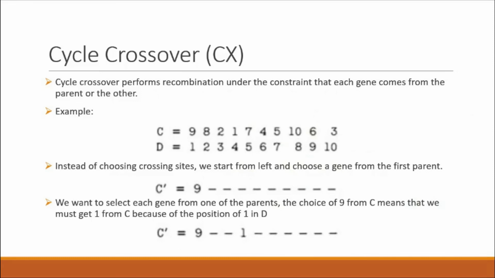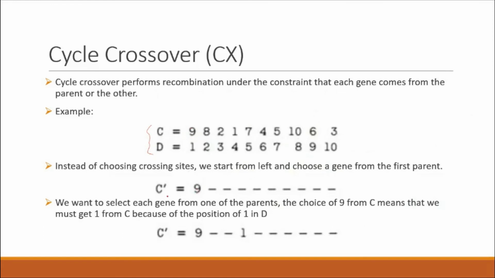Now the next one is the cycle crossover. So actually cycle crossover performs a recombination under the constraint that each gene comes from one parent or the other. In this case, we are not bothered about the crossover points. Instead, we start by selecting the first item from the first chromosome. We are considering two chromosomes, C and D, two parents, C and D. And the first item is coming from 9.